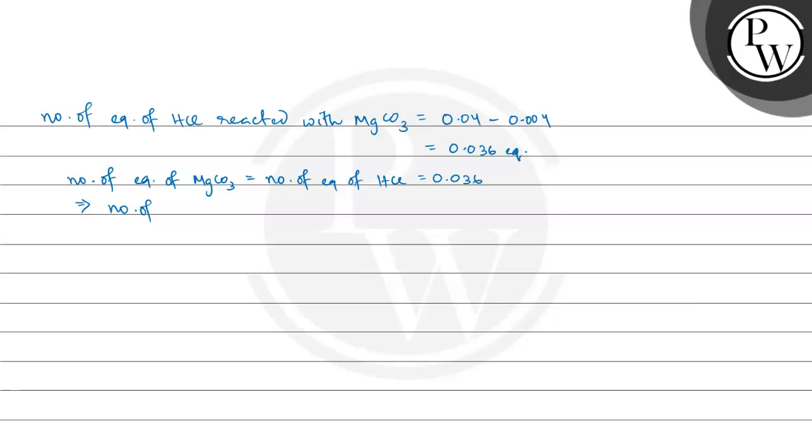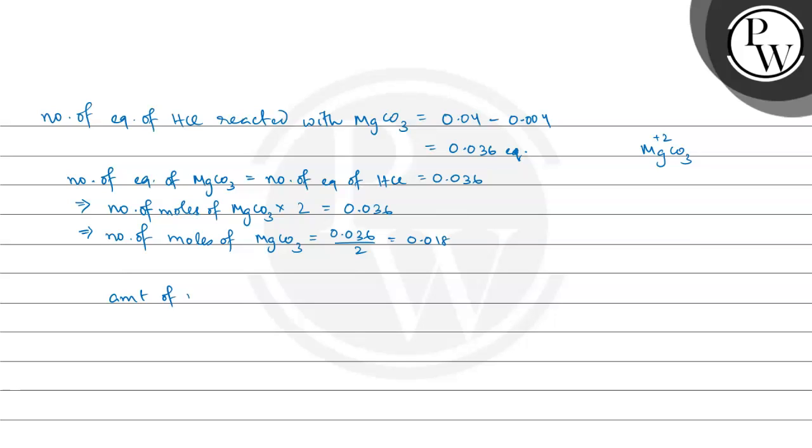So instead of number of equivalents we can put n factor multiplied by number of moles. So number of moles of MgCO3 multiplied by n factor is equal to 0.036. So the n factor for MgCO3 is 2, because in MgCO3 the metal has a +2 charge, and the n factor is the total charge on the metal ion. All right, so the value of n factor here is 2. So the number of moles of MgCO3 is equal to 0.036 divided by 2, and that is equal to 0.018.